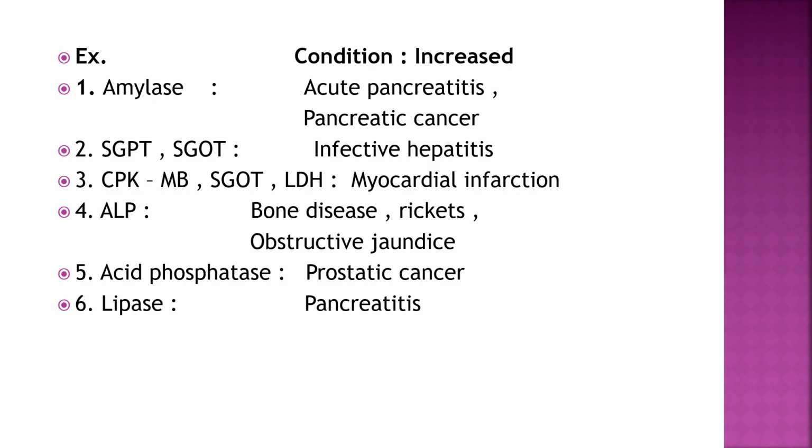CPK, MB, SGOT, LDH, these enzymes are increased in myocardial infarction. Alkaline phosphatase increases in bone disease like rickets or obstructive jaundice. Acid phosphatase increases in prostatic cancer. Lipase, similar to amylase, increases in pancreatic disorders like pancreatitis, alcoholic pancreatitis, viral pancreatitis, pancreatic tumor.